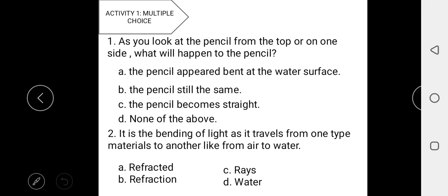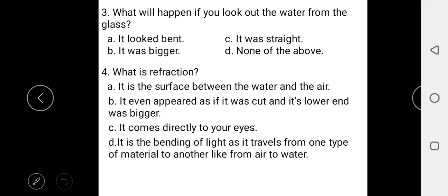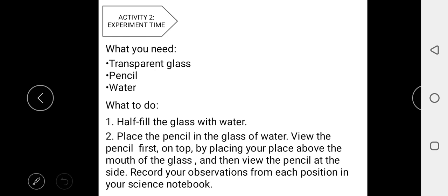After that, I will give you 5 minutes to answer activity 1. Okay, done. Now, let's come to activity 2. It's time to experiment. What you need, class, are a transparent glass, a pencil, and water.